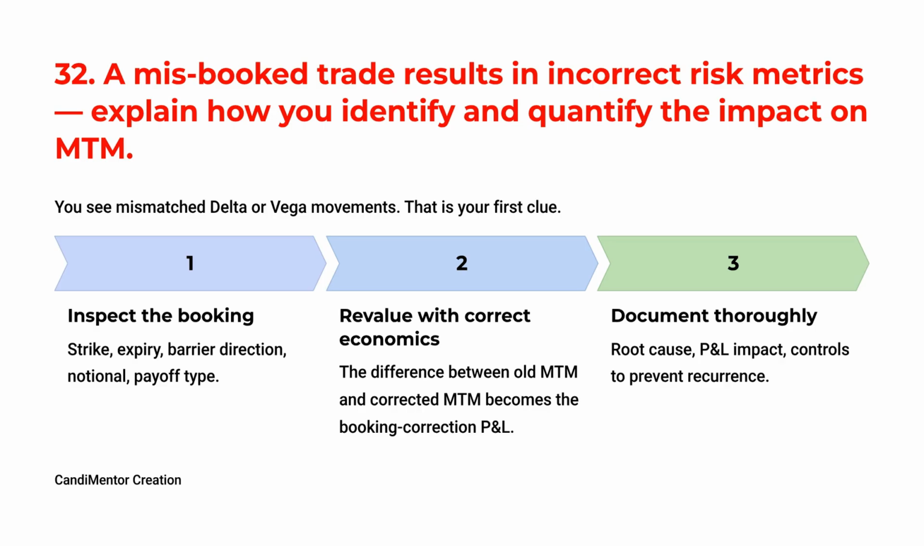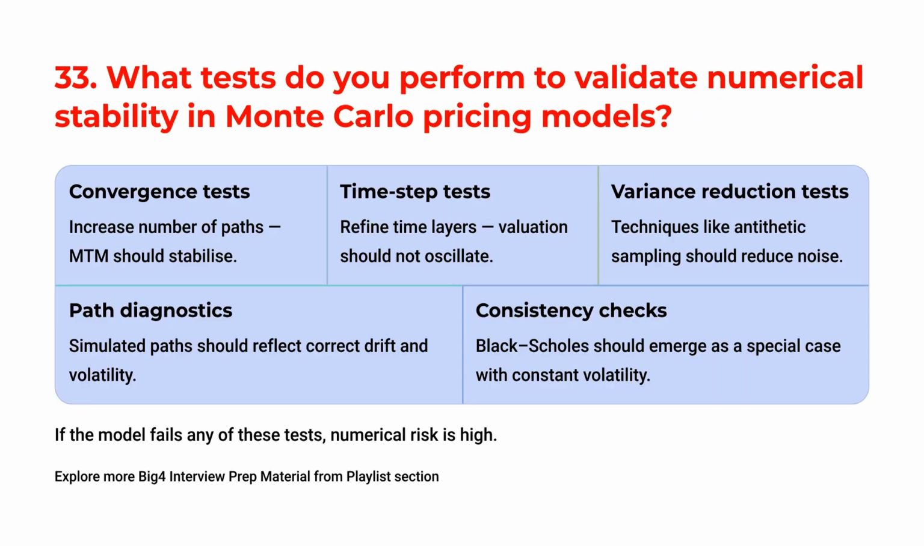What tests do you perform to validate numerical stability in Monte Carlo pricing models? Several core tests. Convergence tests. Increase number of paths. MTM should stabilize. Time step tests. Refine time layers. Valuation should not oscillate. Variance reduction tests. Techniques like antithetic sampling should reduce noise.